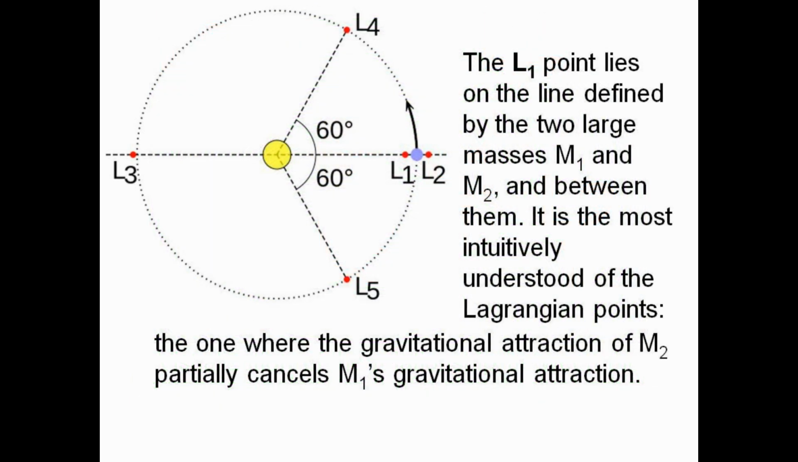We're going to take each one of these in turn and explain why they are Lagrangian points. L1 lies on this line through the 2 points, but on the inside. And it says it's the most intuitively understood. I'm not sure that 1 and 2 are really any different in that regard.